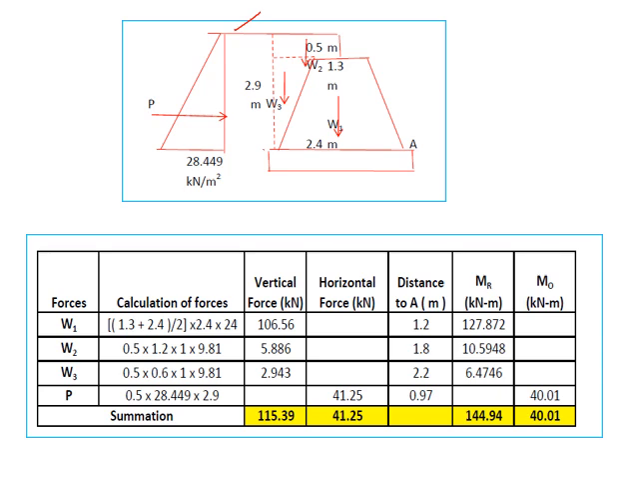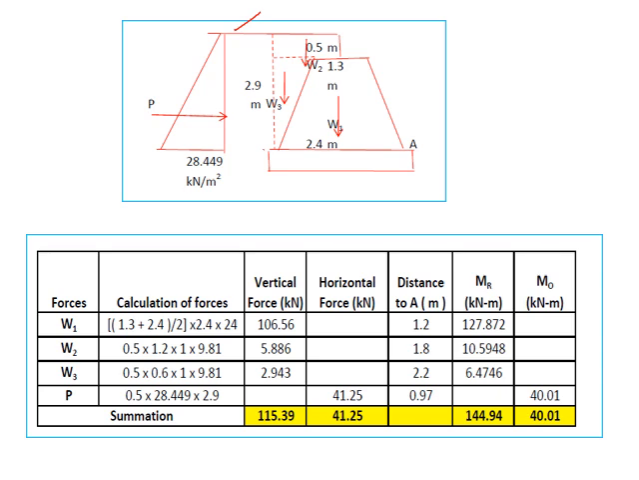We take a distance to A, which is 1.2, so therefore we get a resisting moment. Similarly W2 can be calculated, which is the weight of this water here. So it is 0.5 into this distance, which is 1.2 into 9.81 gives vertical force. So therefore the distance of W2 to A is 1.8 meters. Similarly you can calculate resisting moment.